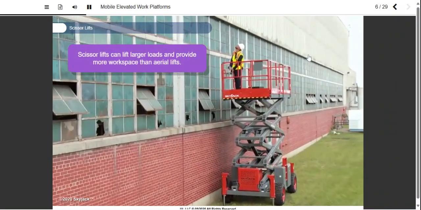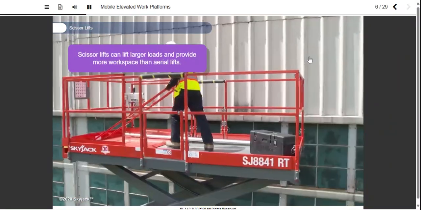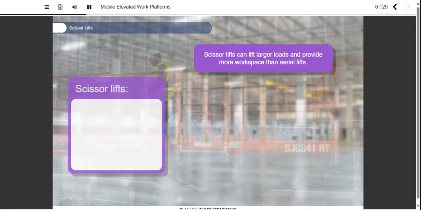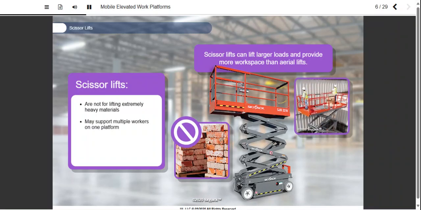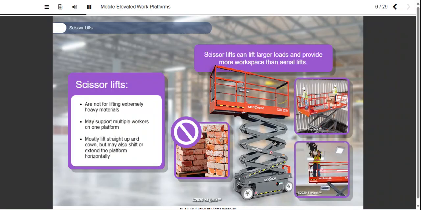Scissor lifts are designed to lift larger loads and provide more workspace than other aerial lifts. They are not designed for lifting extremely heavy materials. Scissor lifts are useful in manufacturing and industrial work since they generally provide the most space for multiple workers on the same platform. Most scissor lifts only lift straight up and down, though some allow you to shift or extend the platform horizontally a short distance.